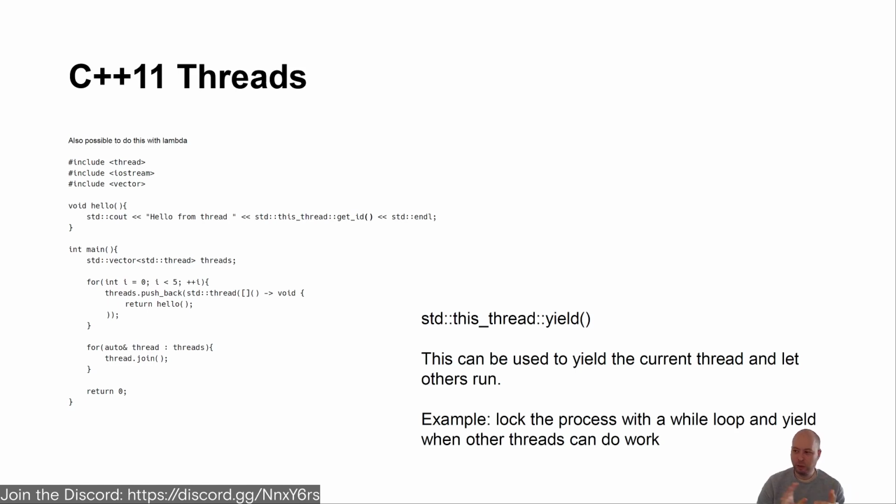Also on the left here, I've changed the code a little bit to demonstrate that threads can be used with lambdas as well, which is a very nifty new feature in C++. In this case, I'm just wrapping the hello call in a lambda. You can also create threads on function pointers, like a standard library function. Very easy to use this capability.